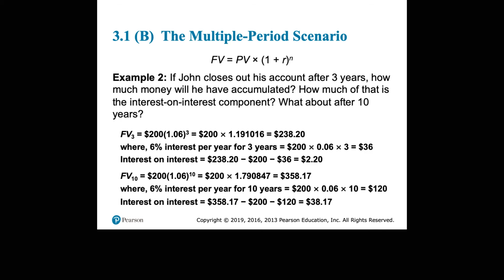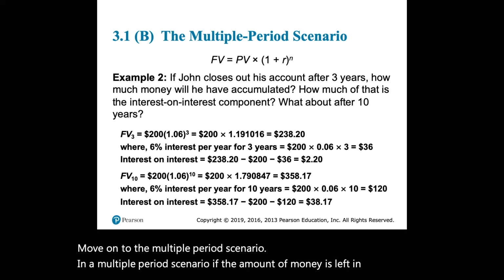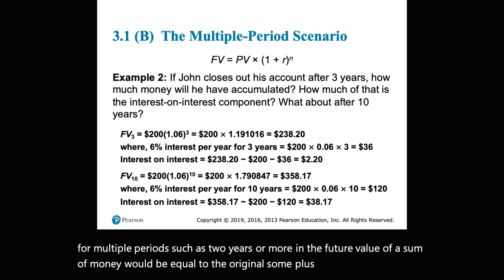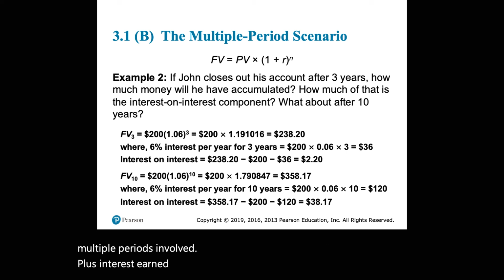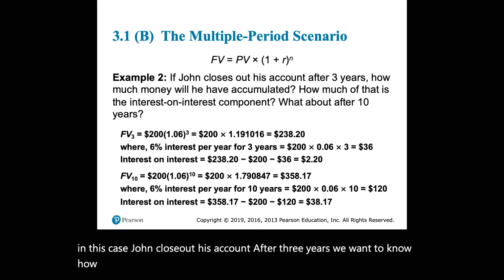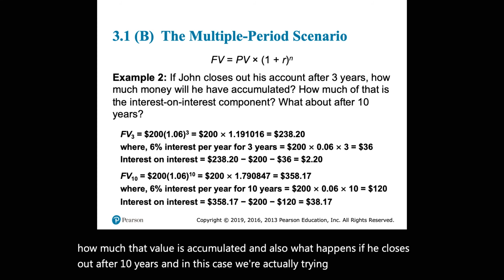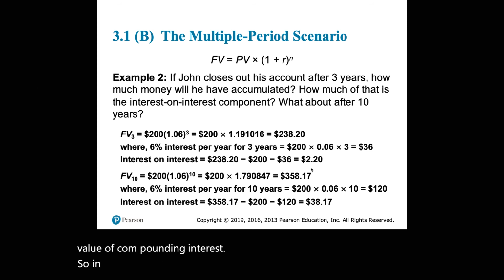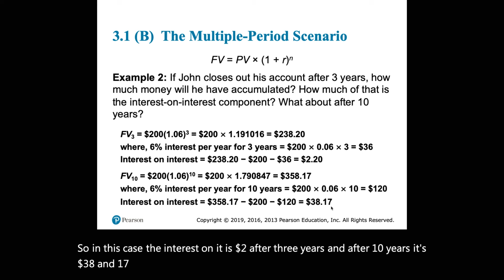Let's move on to the multiple period scenario. In a multiple period scenario, if the amount of money is left in the account for multiple periods, such as 2 years or more, then the future value of a sum of money would be equal to the original sum plus interest over the multiple periods involved, plus interest earned on interest as well. So in this case, we're trying to see what happens if that money stays in the account for more than a year. John closes out his account after 3 years. We want to know how much that value has accumulated. And also what happens if he closes it out after 10 years. In this case, we're actually trying to figure out the interest on interest. Again, this is just a way to start recognizing the value of compounding interest. So the interest on interest is $2 after 3 years, and after 10 years, it's $38.17. So we can start to see the effect multiple period scenario has on future values.